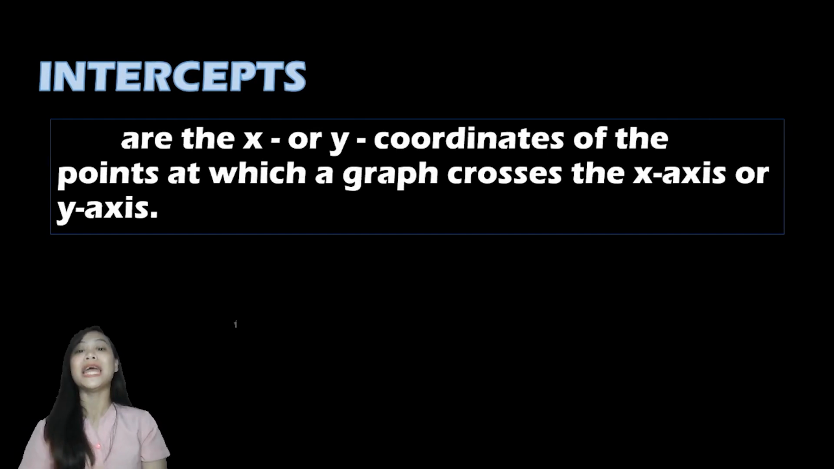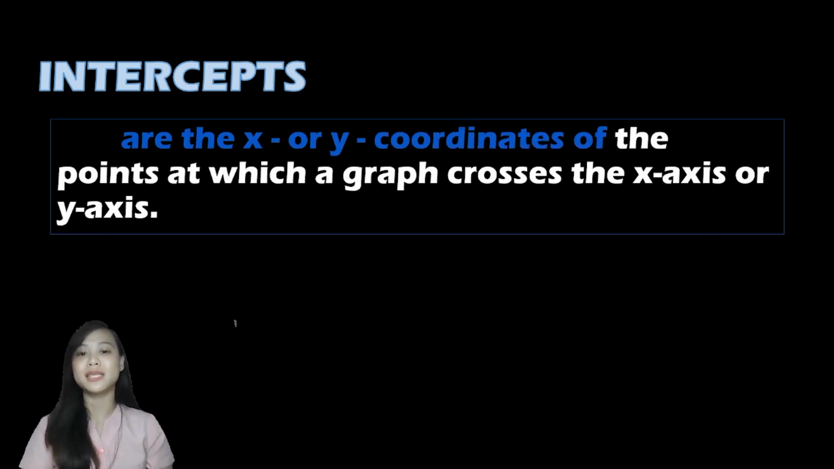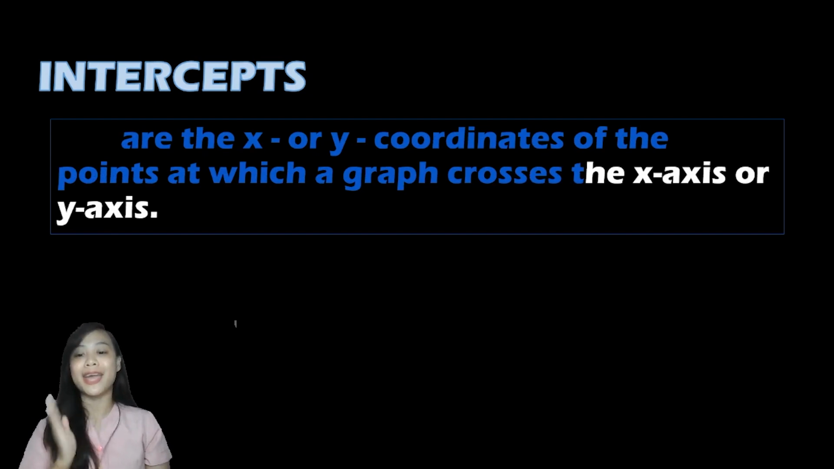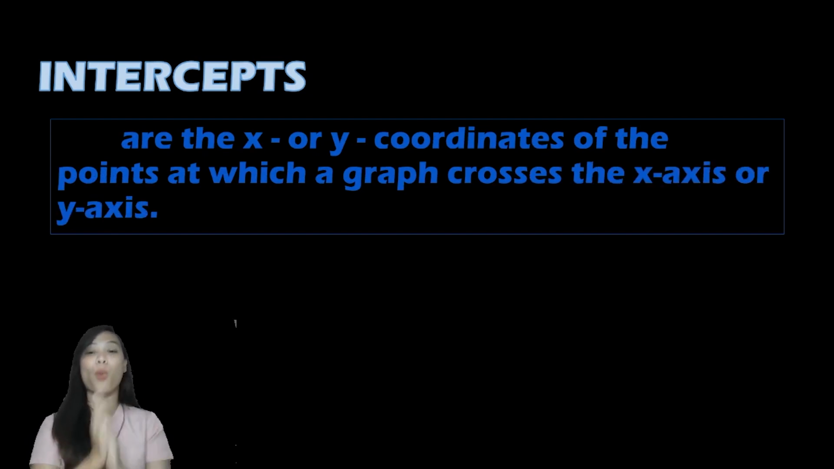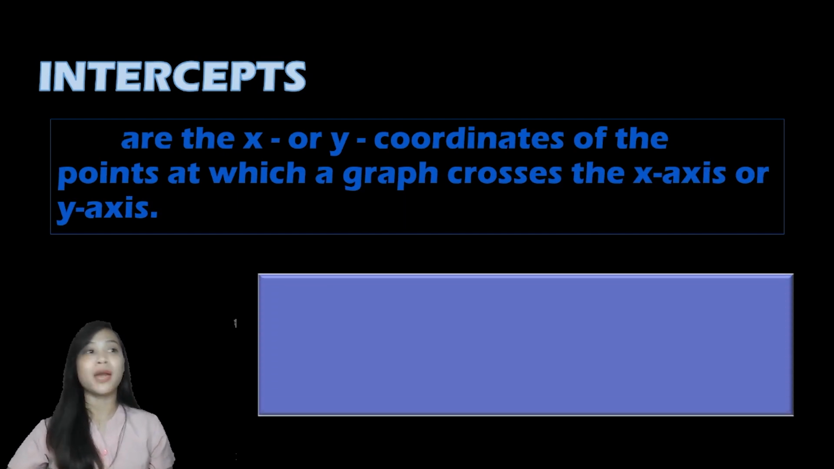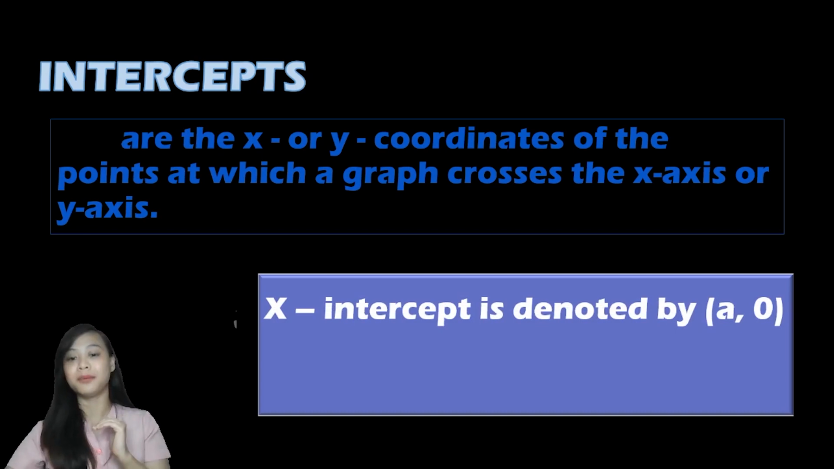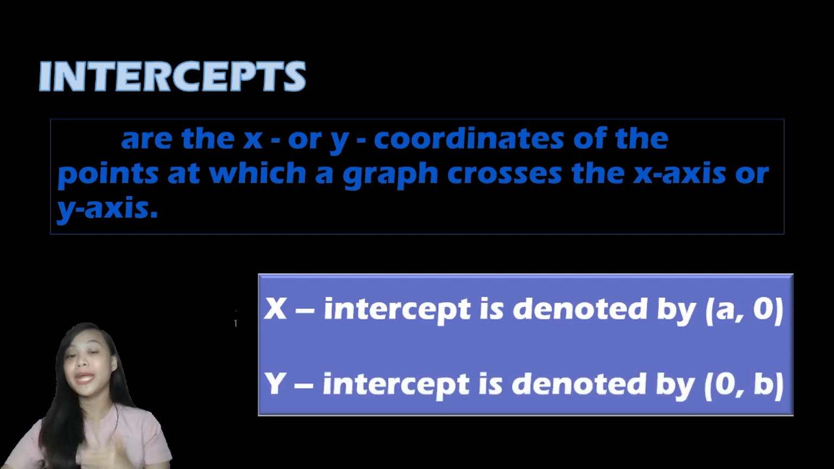First, let us define the intercepts. Intercepts are the x and y coordinates of the points at which a graph crosses the x-axis for the x-intercept, or the y-axis for the y-intercept. The x-intercept can be denoted in an ordered pair as (a, 0), where a is the value of your x-intercept, while the y-intercept can be denoted by (0, b), where b is the value of your y-intercept.